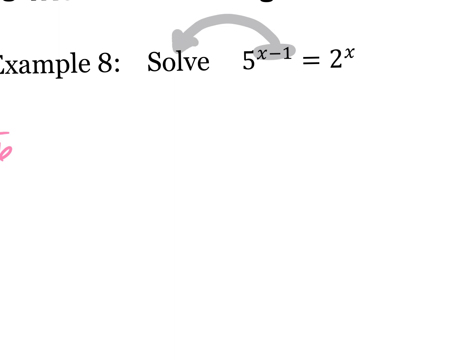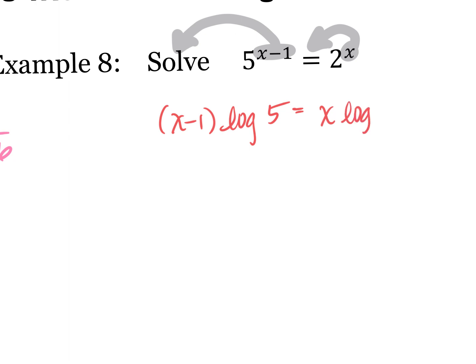So we're going to say I've got x minus 1 log of 5. So you can bring any exponent down as long as you log it. I wouldn't do a base because it's just easier to have a log with base 10. Equals, how would I bring this x down, do you think? X log 2.